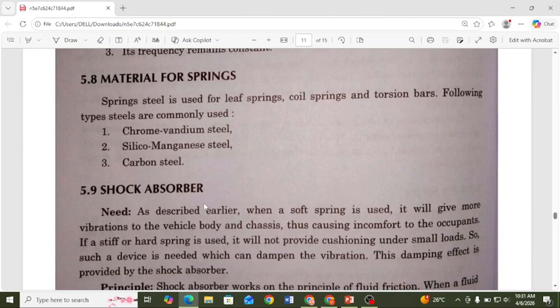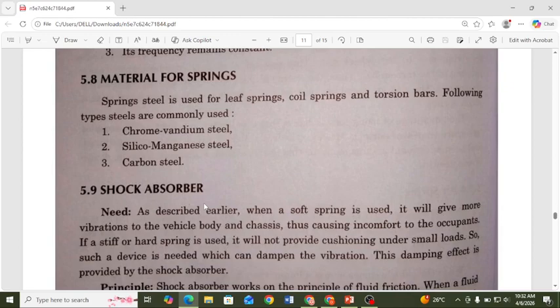The next is carbon steel, and this carbon steel is useful as a spring material, with different material properties, to remove shock and avoid any jerk to the body with the help of suspension systems. So these are the materials used, and the different materials have various specifications.